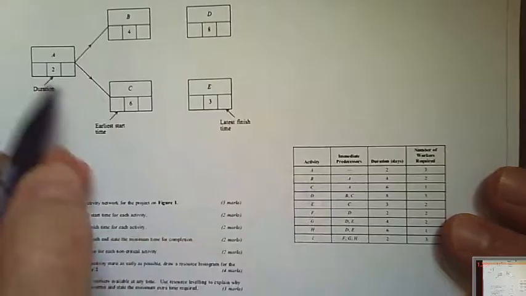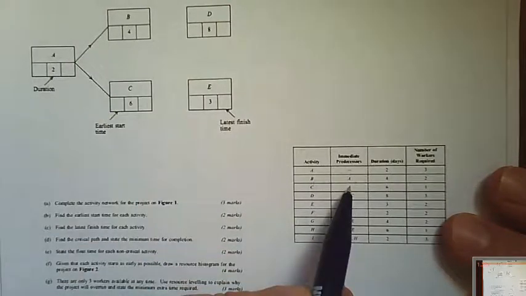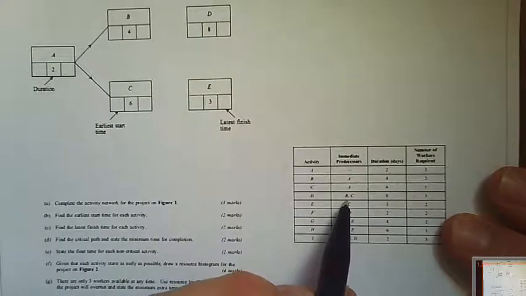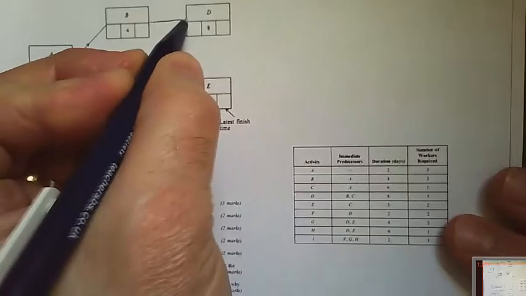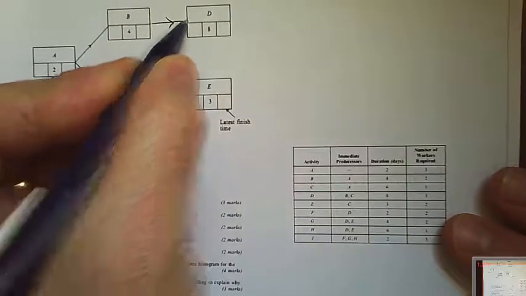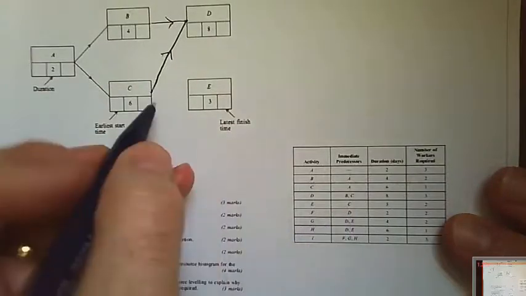So A, as you can see, no predecessors. B and C both require A as a predecessor. D requires both B and C. So we can complete arrows like so. E just requires C.